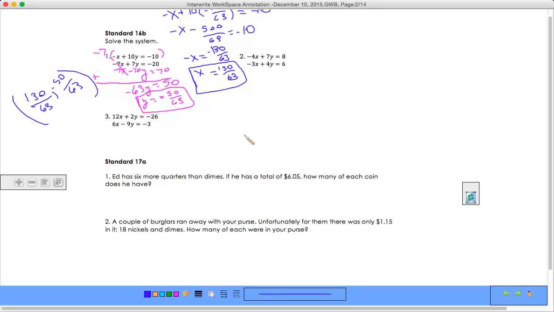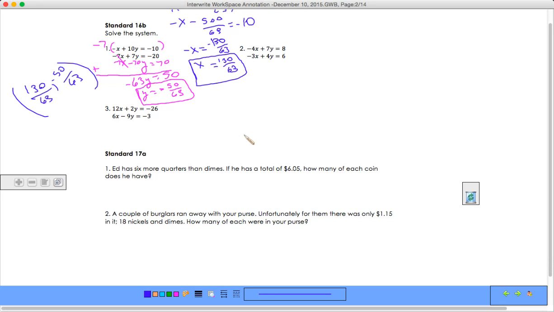Okay, and then when you get to word problems, it's still the same two things. So we're either doing substitution or elimination. Looking at 17a, it's a coin problem. And this is one of the more tricky coin problems. So if you need to pause as I go along, make sure you do that. It says Ed has 6 more quarters than dimes. If his total is $6.05, how many of each coin does he have?